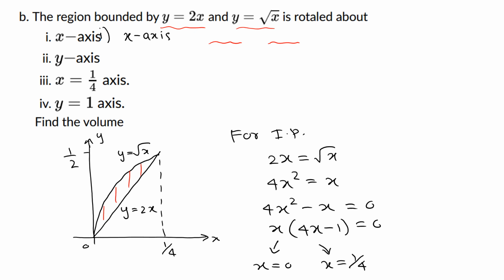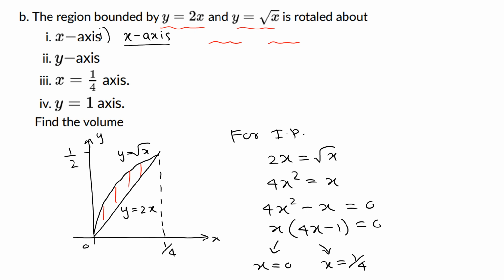So in this case, x-axis, y-axis, x equal 1/4, y equal 1, like that. And then they ask you, because once you rotate a region about an axis, you're going to sweep an area around an axis. That means it's going to create a volume. So that's what happens when you rotate an area around an axis, it's going to generate a volume. So we try to find that volume.